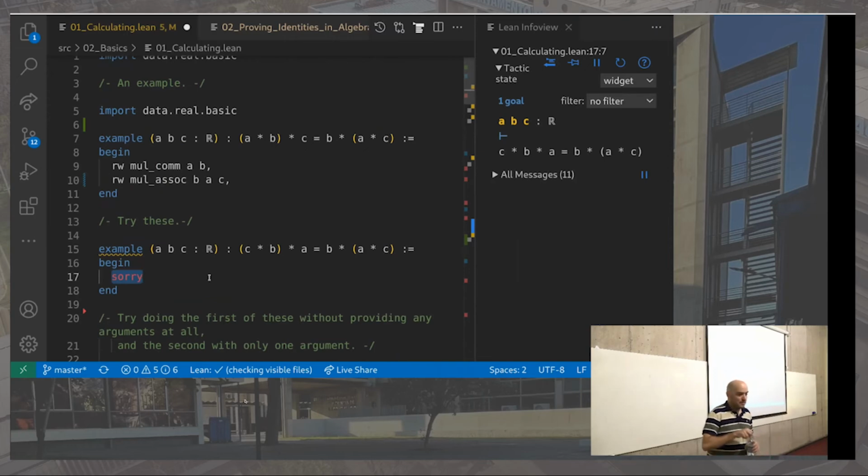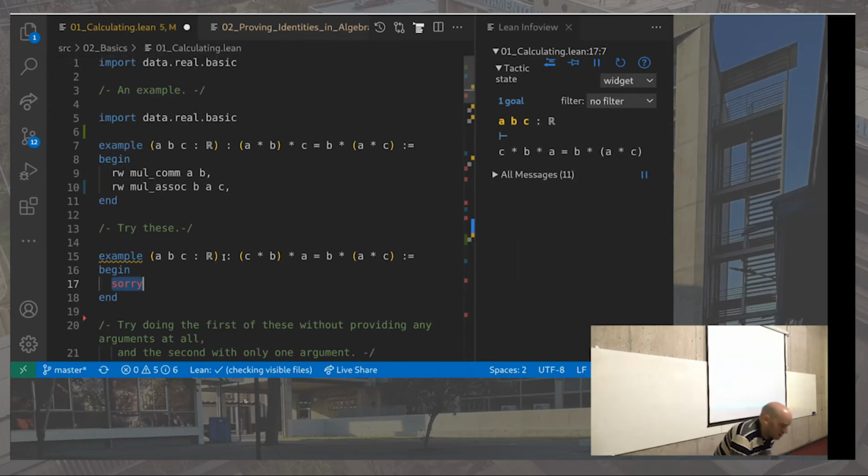You are not introducing the variables here. Is it happening in the definition? In this example, you mean? Yeah, we are not introducing them.